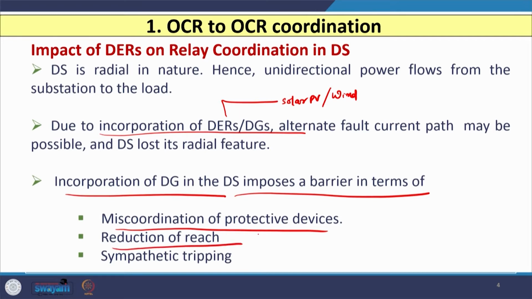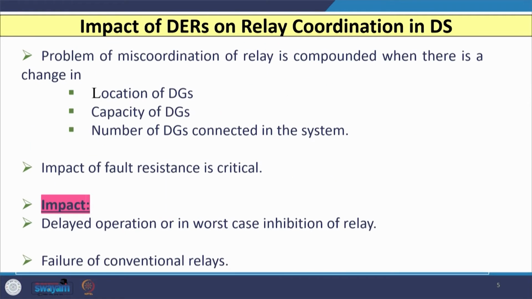Sometimes it is also observed that the reach of the overcurrent relay reduces, and sometimes sympathetic tripping is also there. Sympathetic tripping is a phenomenon where a fault occurs in one particular section and the relay located in another section operates; that operation of relays is known as sympathetic tripping. So, these three phenomena are the impact of incorporating distributed generators when we talk about coordination among the relays using linked net structure.